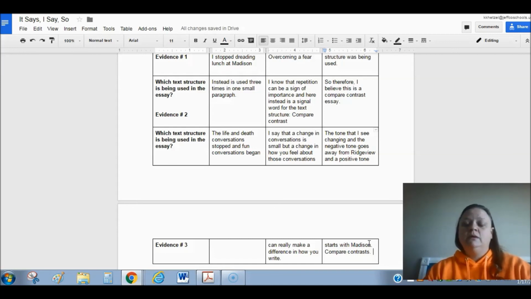So now you are going to read through the essay examples and you will be figuring out which text structure is used. You need to determine which text structure is being used with the help of your graphic organizer. And what you should find out is that you are really easily figuring out which text structure the essay is. As always, if you have any questions or need any help, I'm here. But I just really wanted you to see how I went through thinking of the "it says, I say, so."